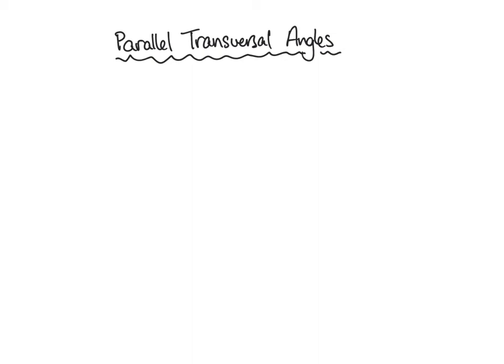Today we're going to be talking about parallel transversal angles. So we know that we have two parallel lines, they're never going to meet. And we can show that these are parallel by putting little arrows here on the side. So this indicates that these lines are parallel. And we know that a transversal is the line that cuts through a parallel line.